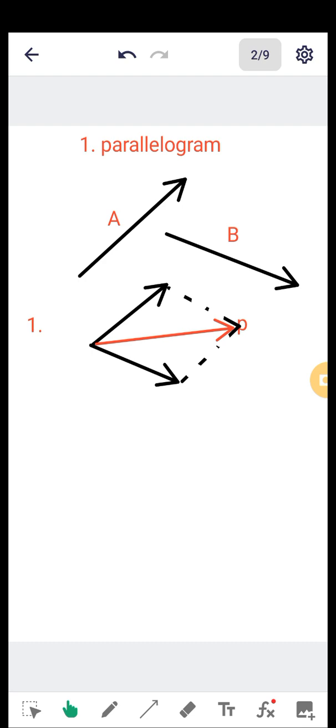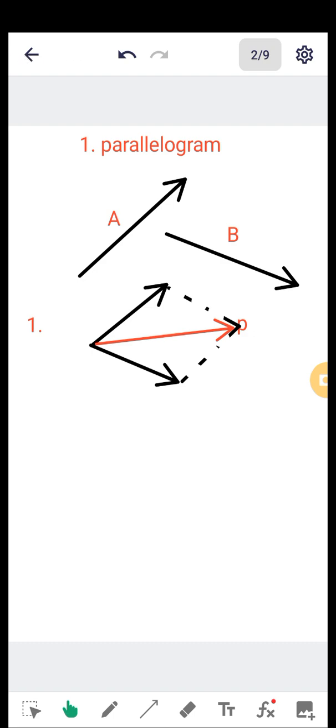Just to remind you of something which you need to know under this parallelogram. This angle should be equal to that angle, and even this angle should be equal to that angle. So opposite angles should be equal, and all the angles add up to 360. If you have an angle here, it is the same as an angle here. That is important. You need to know that.